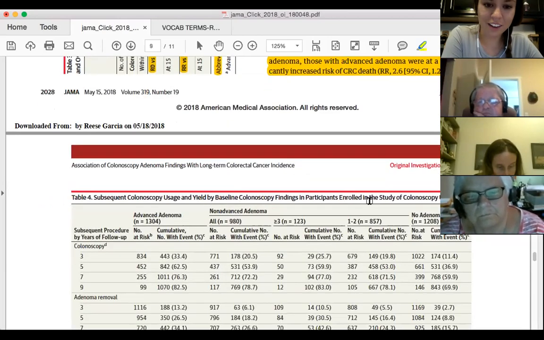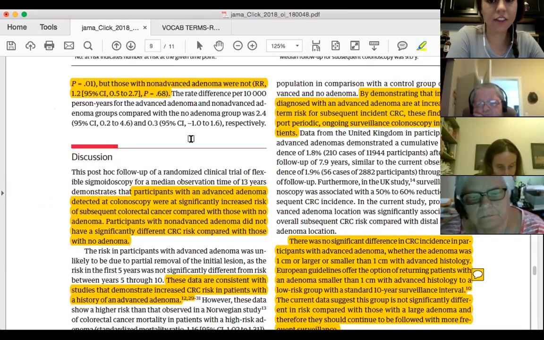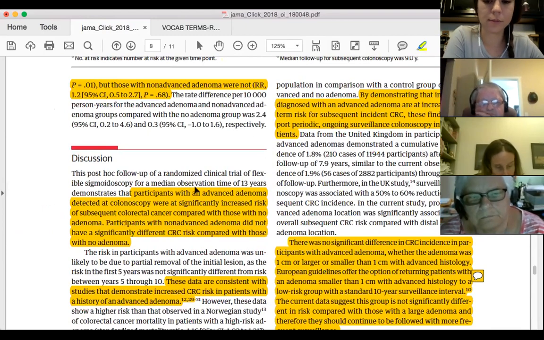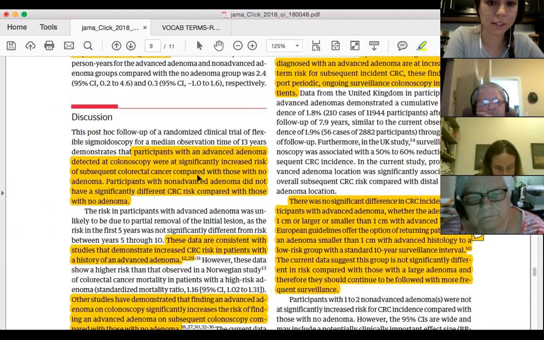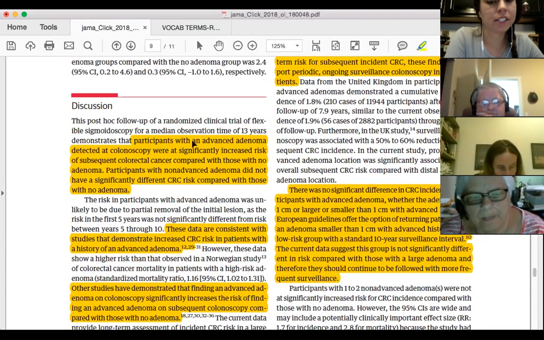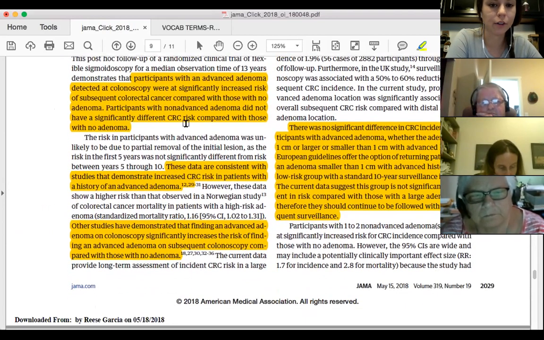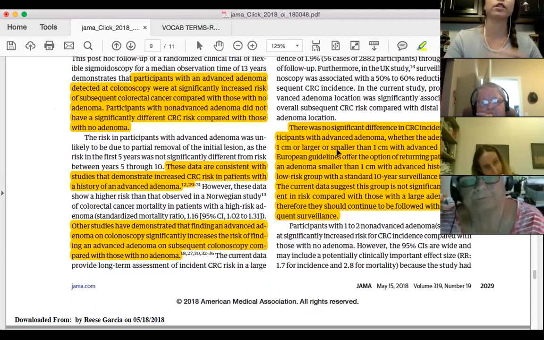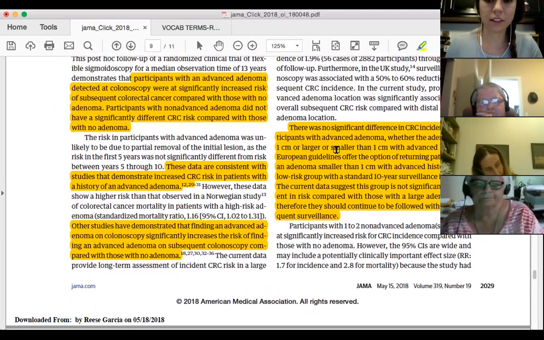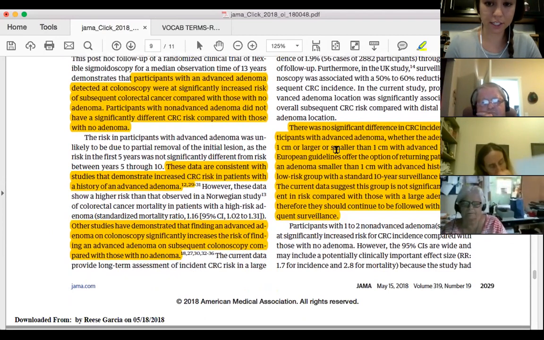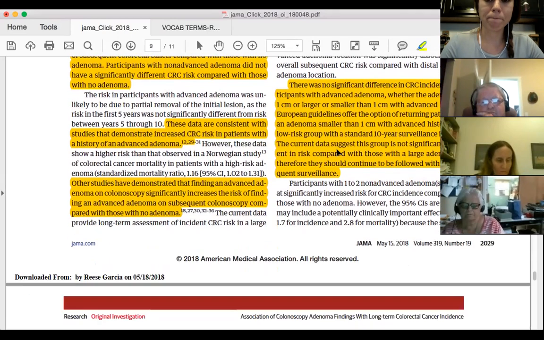So then let's go down to discussion. This is where the meat of the results comes out. So this is what this means for patients. You can see here that participants with advanced adenoma detected at colonoscopy were at significantly increased risk of subsequent colorectal cancer compared to those with no adenoma. Participants with non-advanced adenoma did not have a significantly different risk compared to those with no. So this is what the discussion is used for, taking those results and interpreting them for people to understand in words.